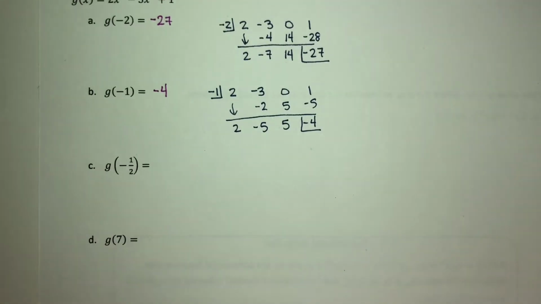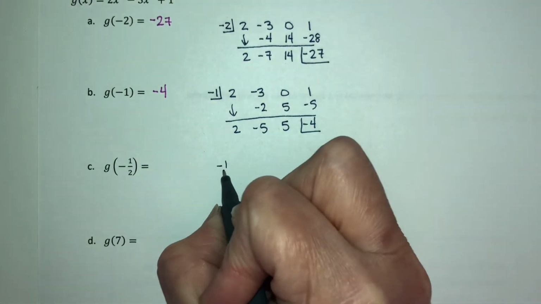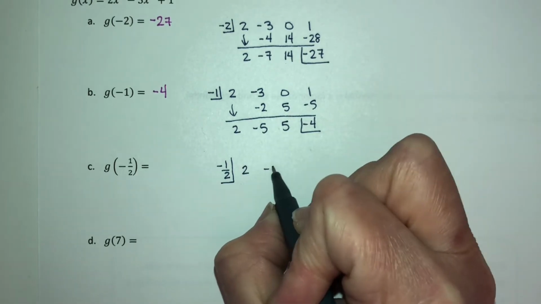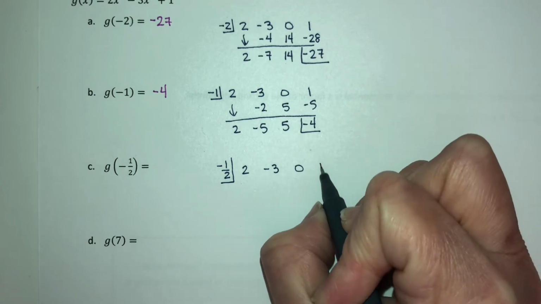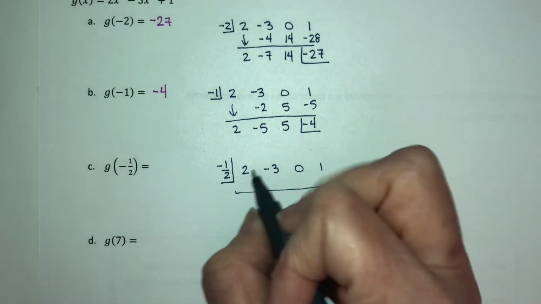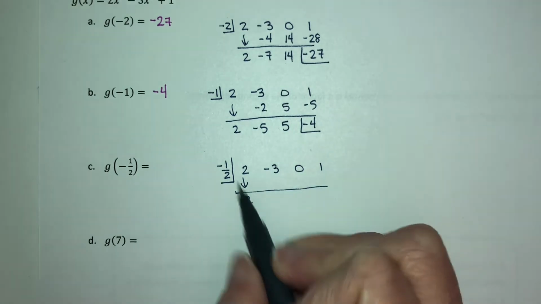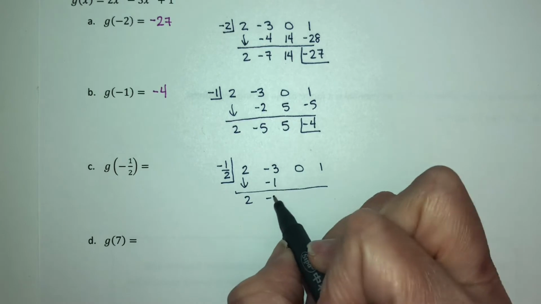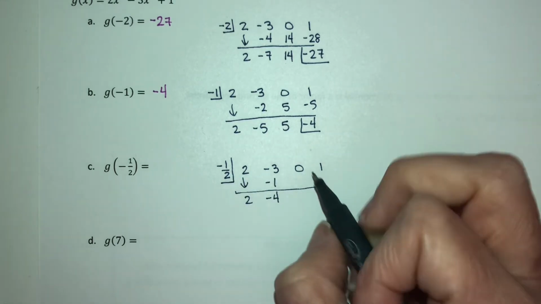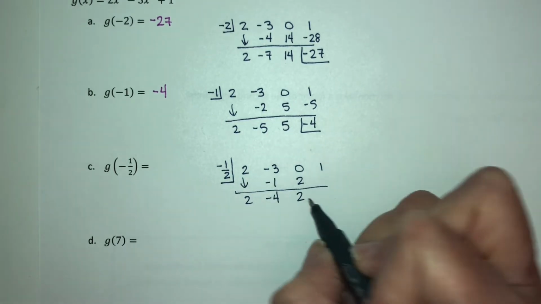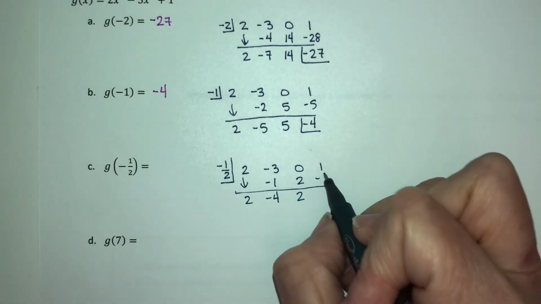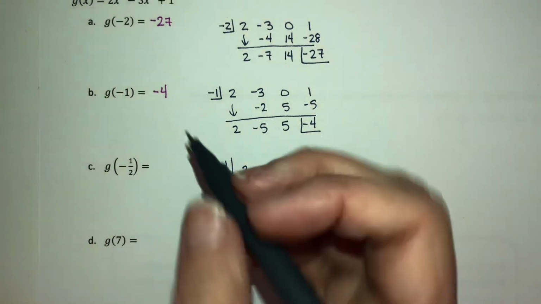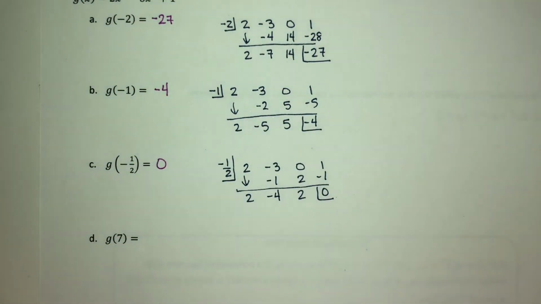Okay, let's do negative 1/2. Bring down the 2. Multiply for a negative 1. Add negative 4. Multiply is positive 2. Add positive 2. Multiply for negative 1. Add and you get 0. So in this case, our remainder is 0. So this is 0.